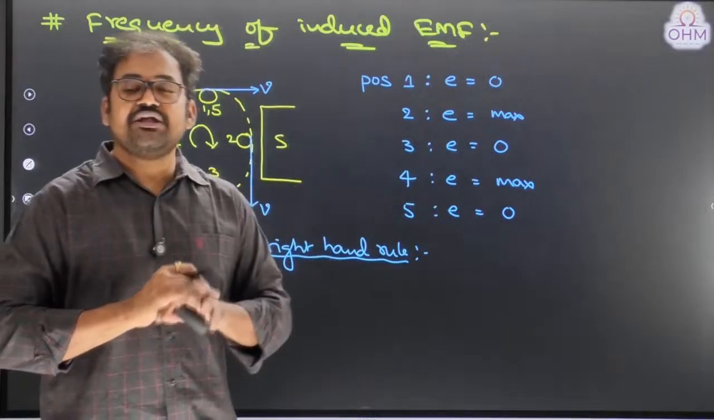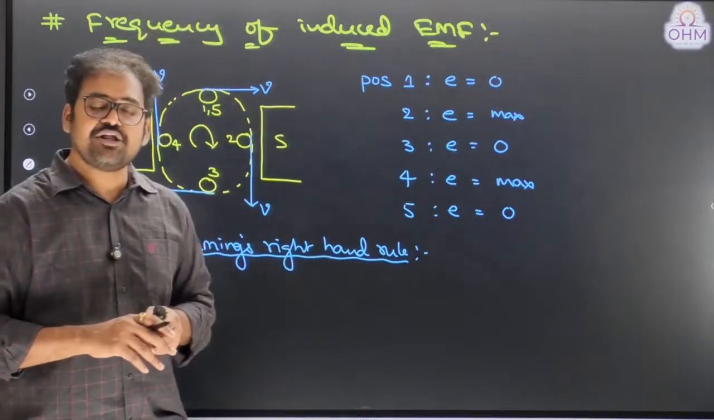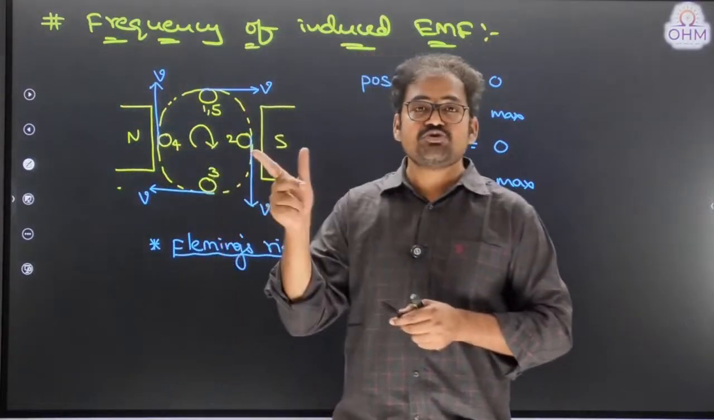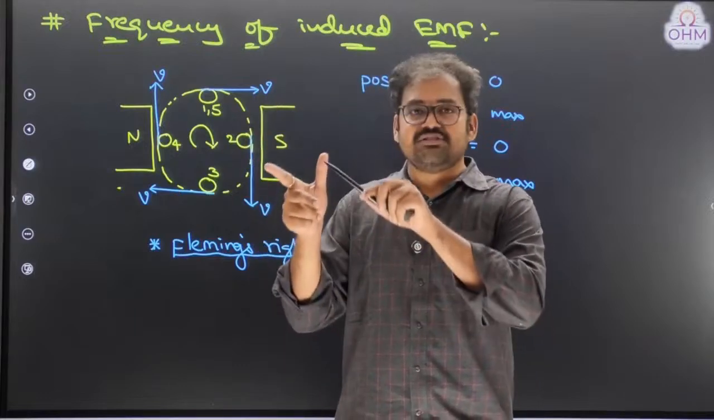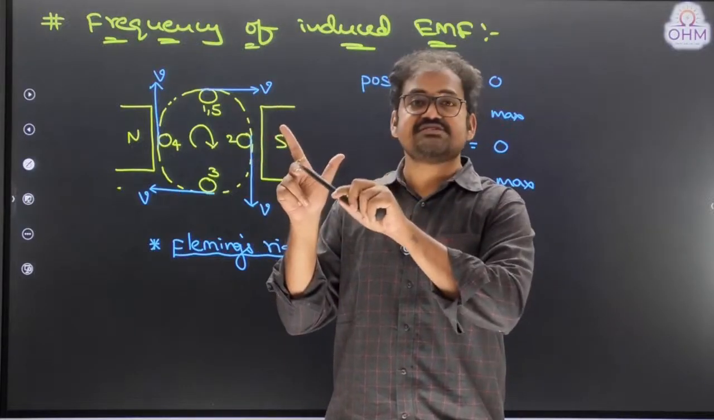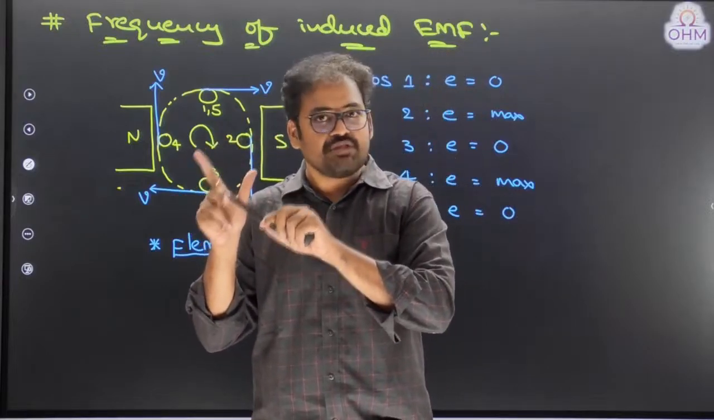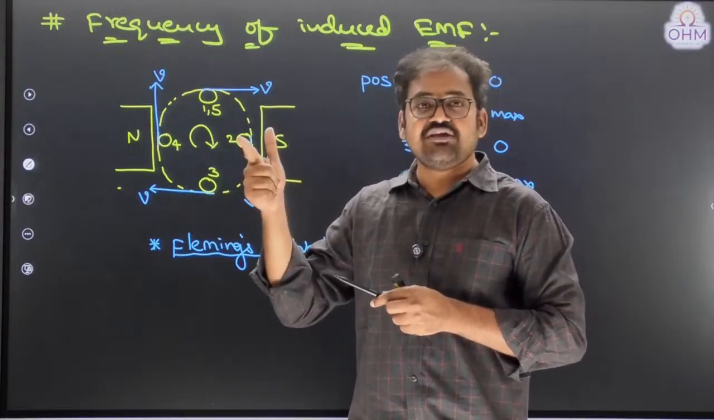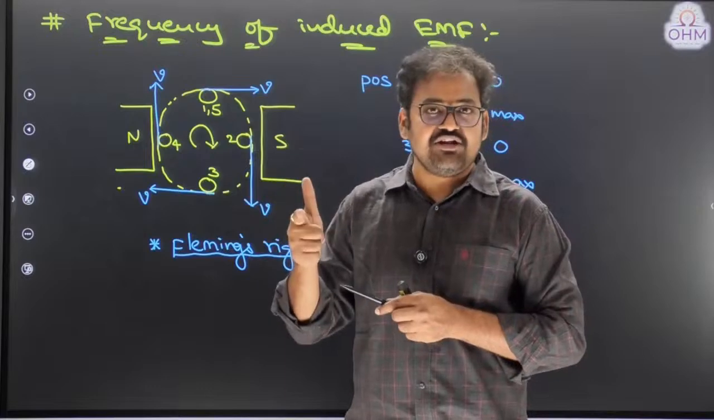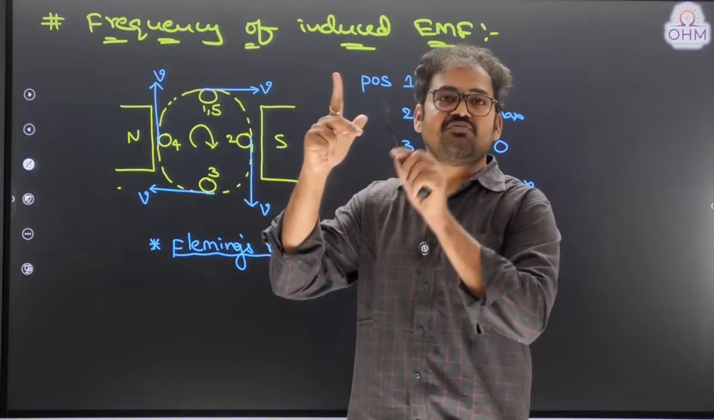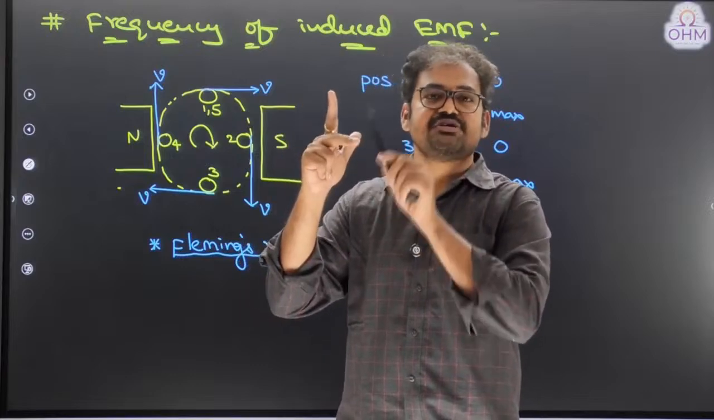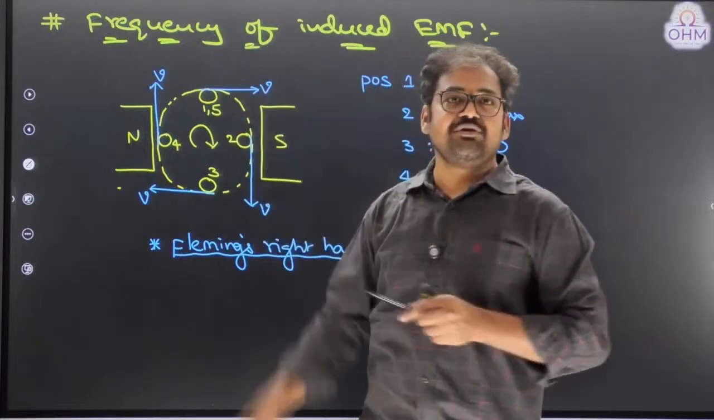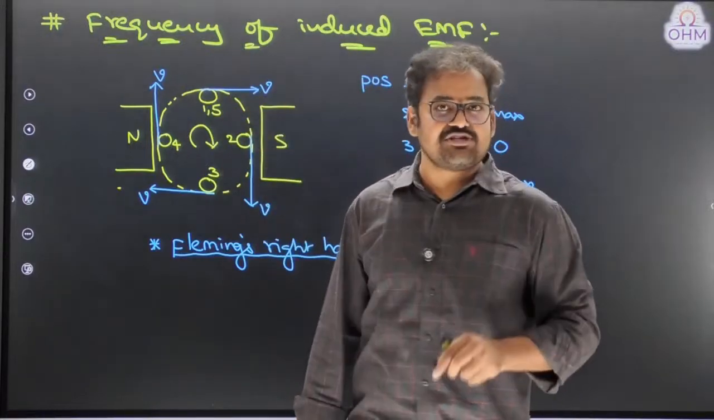I hope most of you might have learned about Fleming's right hand rule. According to that, the first 3 fingers of the right hand must be placed in a mutual perpendicular direction. This is the thumb, this is the pointer finger, this is the central finger of the right hand. Here the thumb indicates the direction of conductor movement, the pointer finger will indicate the direction of the magnetic field, and the central finger of the right hand will indicate the polarity of the induced EMF. Got it? Now let us practice this Fleming's right hand rule here so that we will be able to identify the polarity of the induced EMF as well.